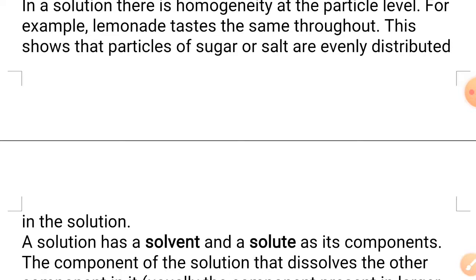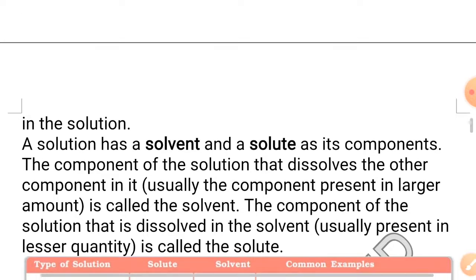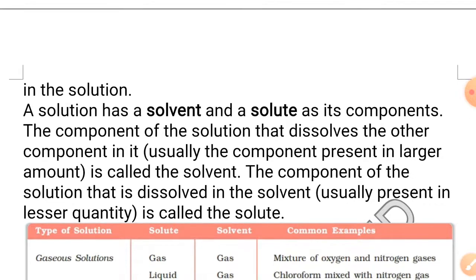Now students, there are two components of a solution. We refer to them as solvent and solute. A solvent is that component which dissolves the other component in it, while the solute is the component which gets dissolved. For convenience, we can say that solvent is more in amount and solute is less in amount. But this is not always true.